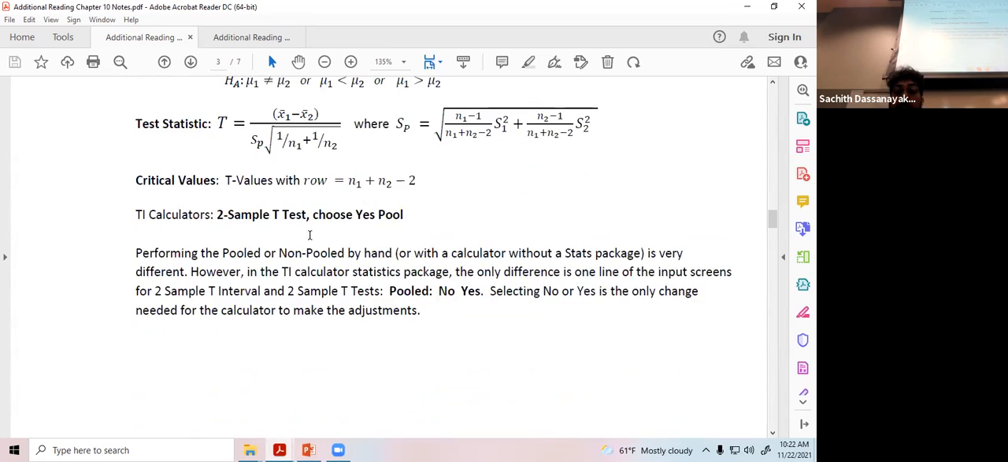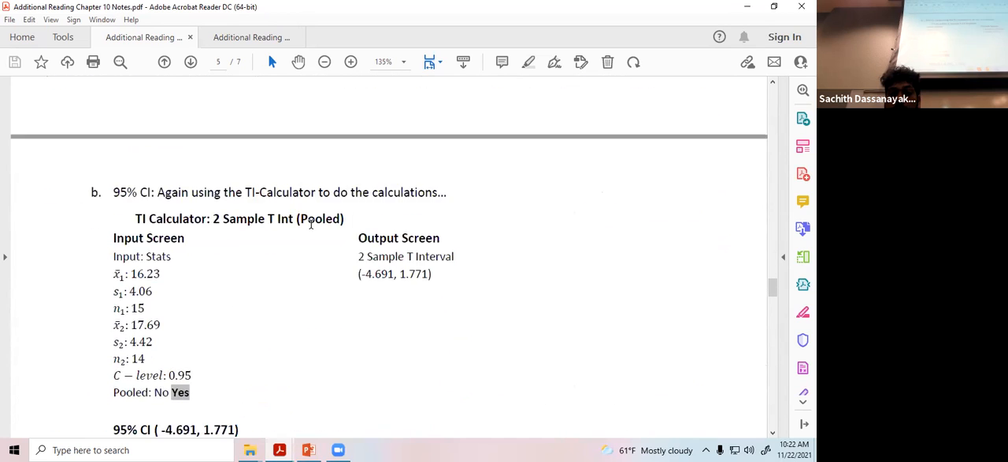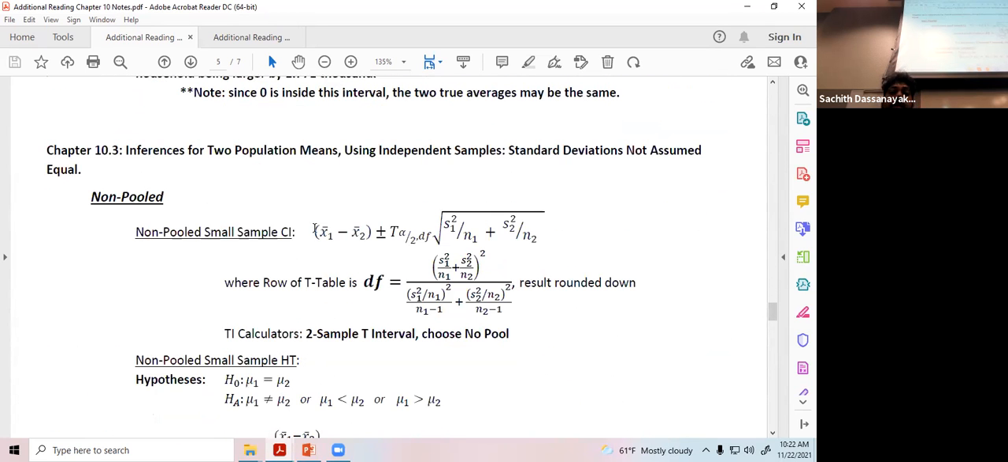But in section 10.3, we didn't use the pooled standard deviation. Instead, we use another version of degrees of freedom, right? This giant formula to calculate the degrees of freedom. We use S1 and S2, the sample standard deviations. So we didn't have any pooled stuff. That's why, in general, we call this a non-pooled t-test.